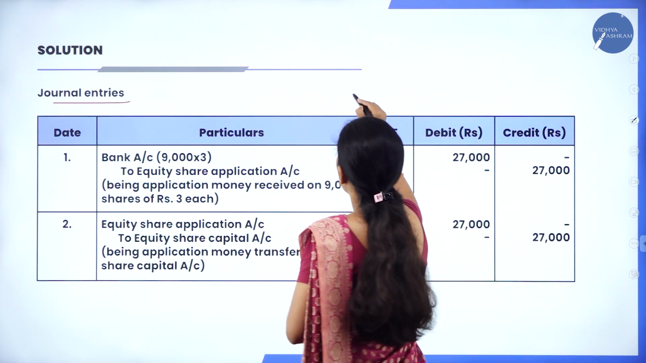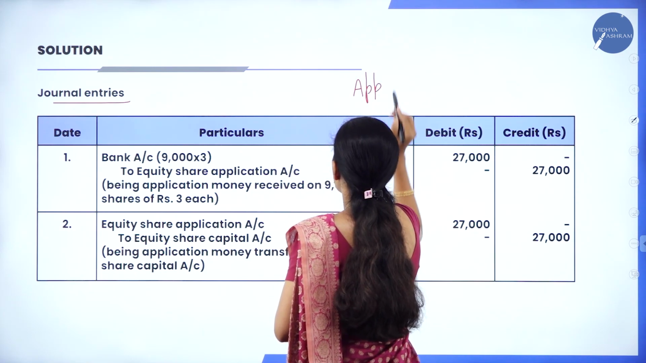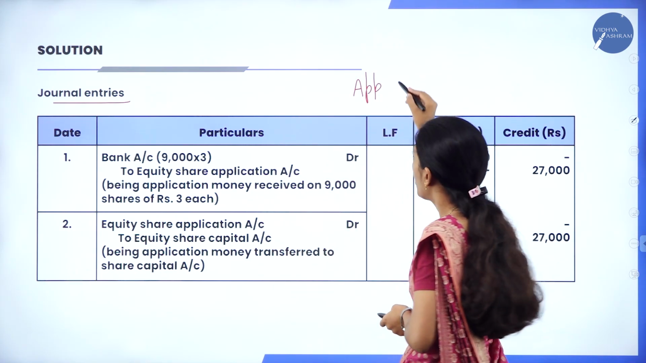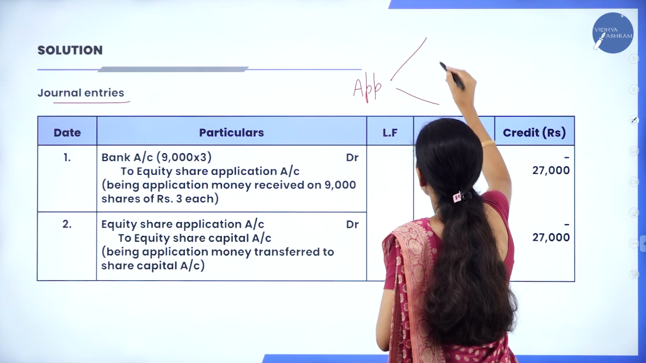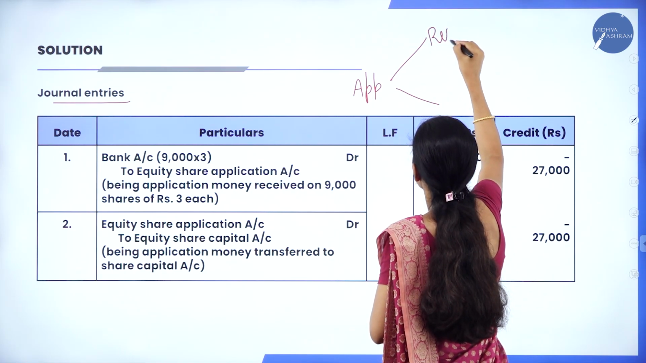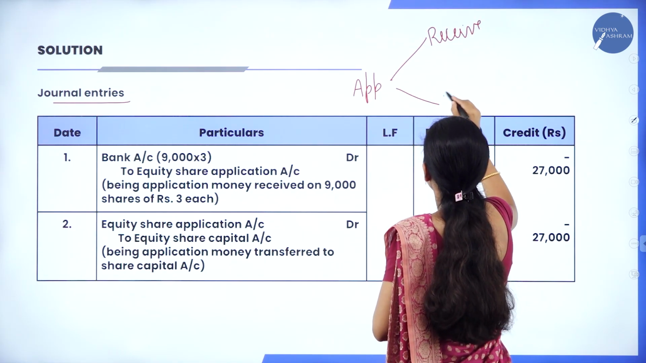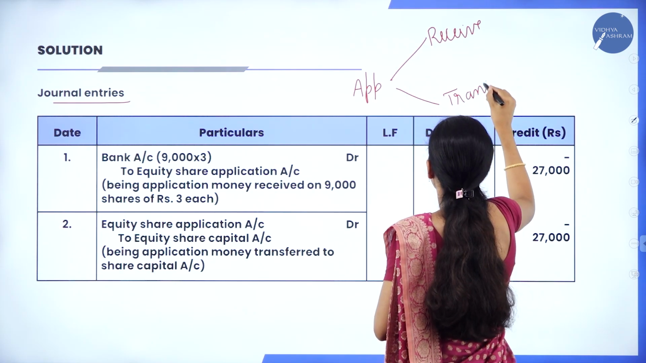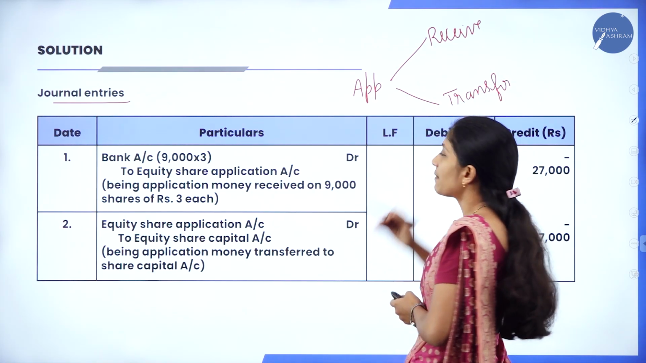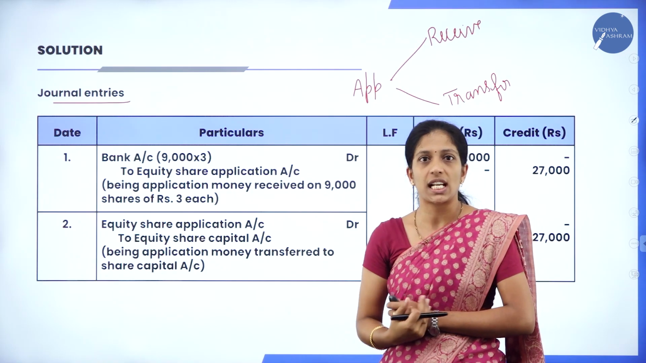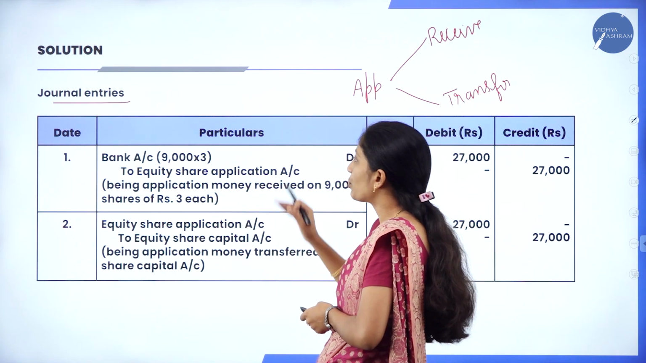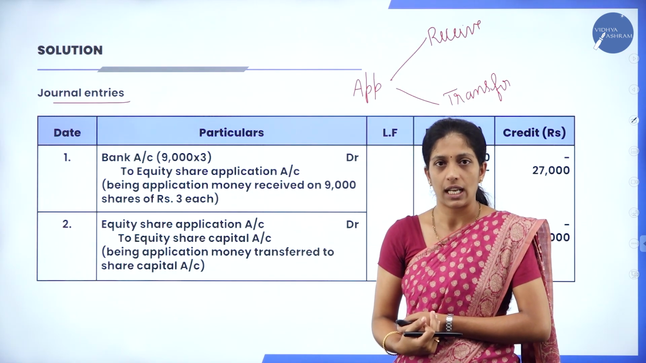Now, we have the application stage. The first stage is application stage, where you have to record 2 entries. One is receiving of application money and the other one is transfer of application money. Now, receiving of application money. What is your journal entry? Bank account debit to equity share application account.